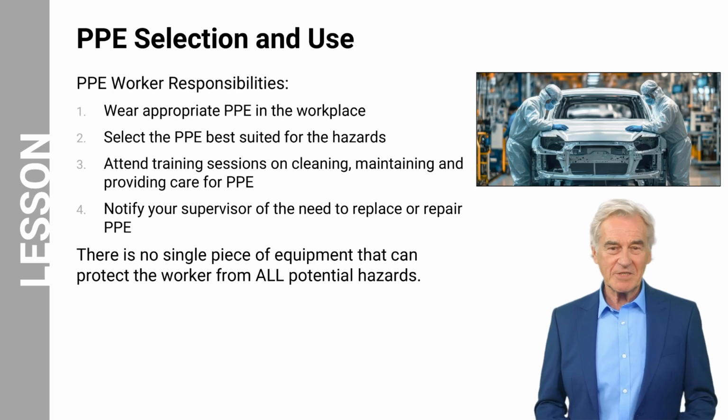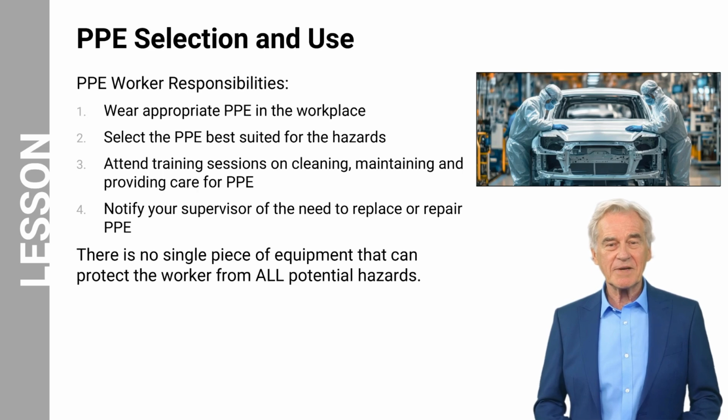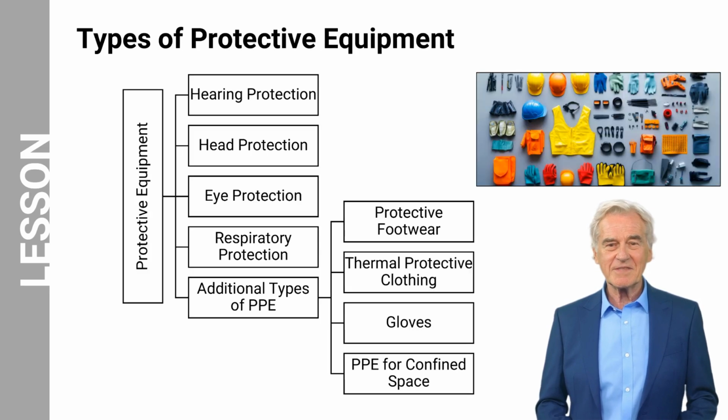Proper selection of personal protective equipment is very important to worker safety. No single PPE can protect a worker from all potential hazards, so instead, the appropriate equipment must be selected and provided to the worker to protect them from hazards. There are different types of PPE at the workplace, such as hearing, head, eye, respiratory, and other types. We will discuss more about these types in the upcoming slides.